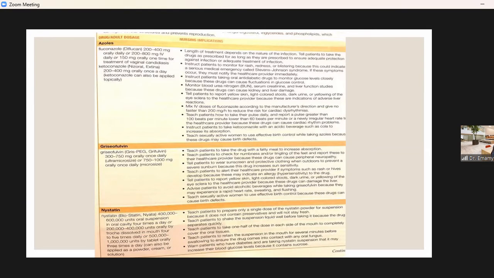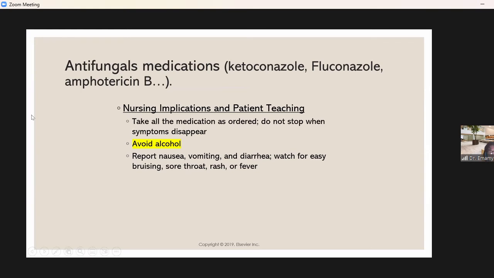Another antifungal medication is amphotericin B. You give amphotericin B for life-threatening fungal infections, like a patient who has endocarditis or meningitis with fungal infection. So amphotericin B is not an antifungal drug that you give your patient at home. It's only for life-threatening infection.